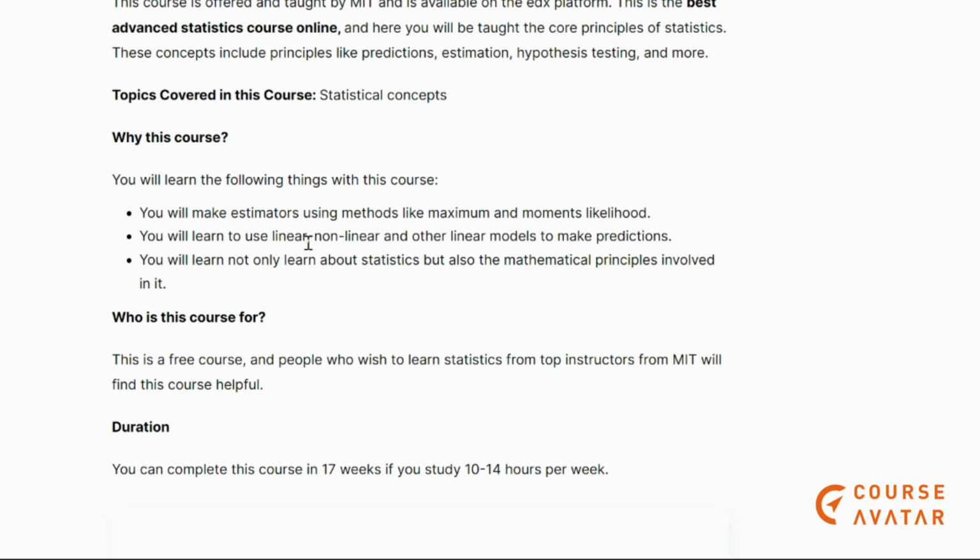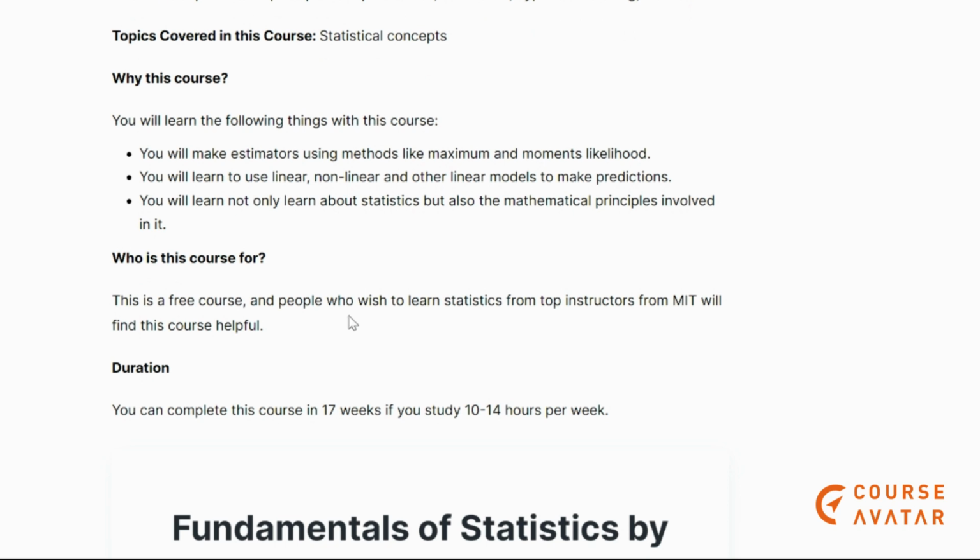You will learn the use of linear, non-linear, and other models to make predictions, and you will not only learn about statistics but also get involved mathematically and in principle. You will totally dissolve in this course. You will totally absorb all the knowledge about this course. This course is totally free.